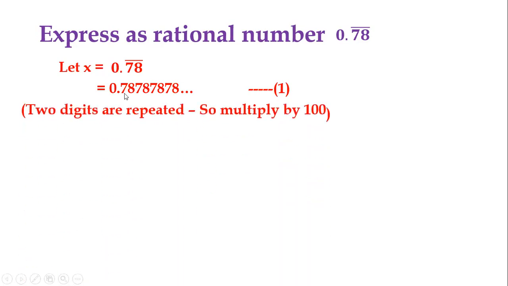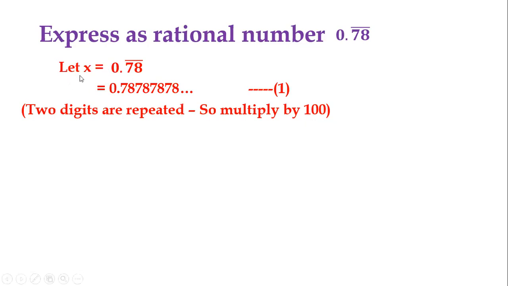Here two digits are repeated, 78, two digits are repeated. So I am going to multiply by 100. If one digit is repeated, I am going to multiply by 10. If two digits, I am going to multiply by 100. If three digits, I am going to multiply by 1000 and so on.